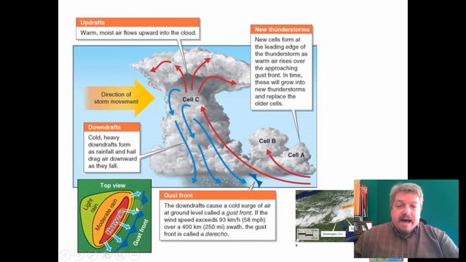If you look at it from the top, here's the cool air, here's the warm air. It's moving this way. Okay. And the heaviest rain is right here, right where it starts. So right here is the heaviest rain, and then it gradually fades away.